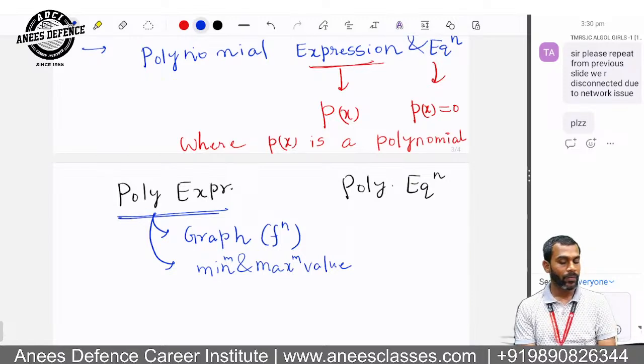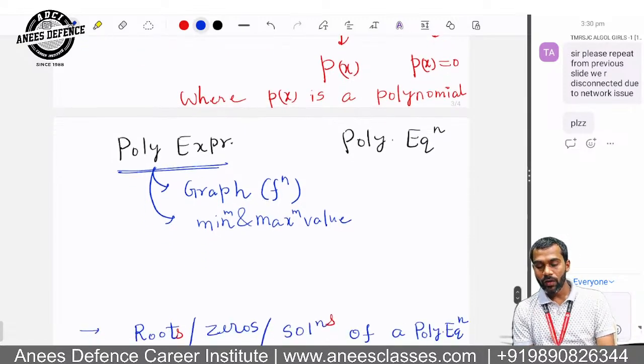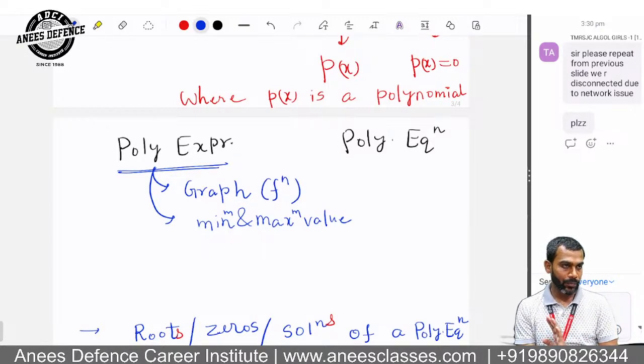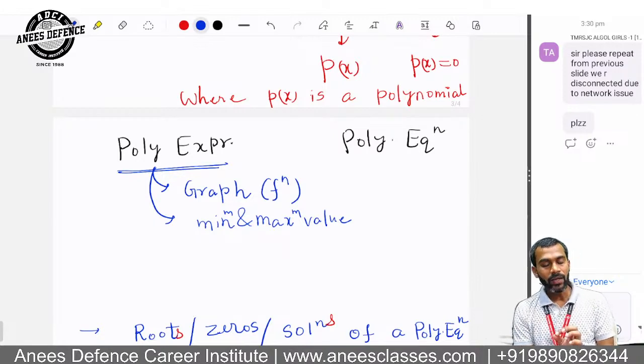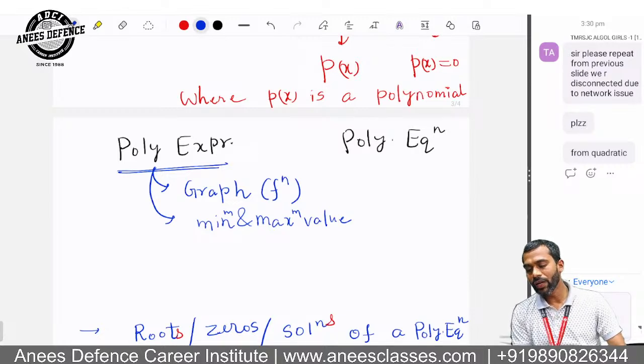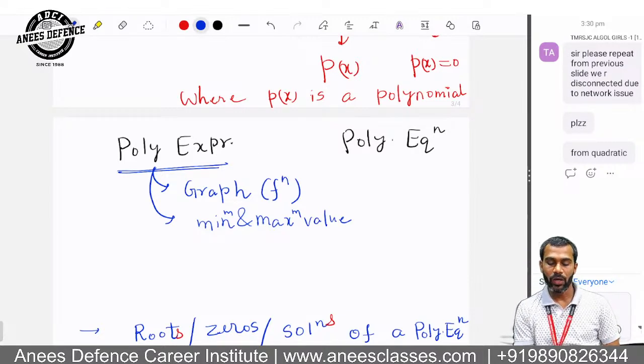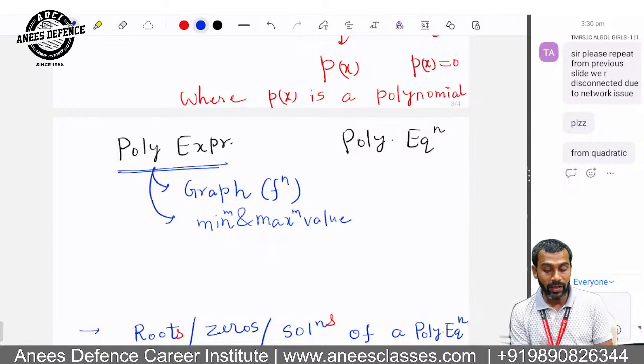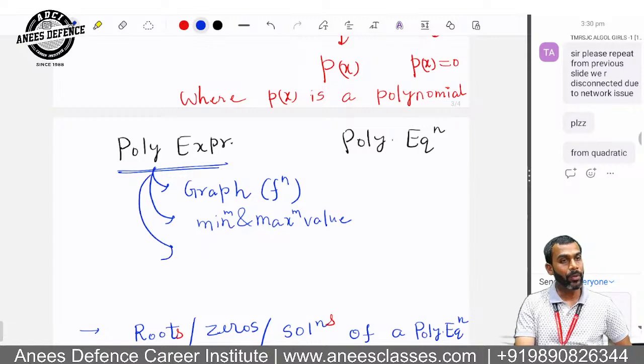Is there any doubt? Now, if a polynomial expression is there, it will have a graph, which we can call a polynomial function. And it will have minimum and maximum value. Yes or no? It will have. We'll discuss that in nature of roots. Don't worry about that. Okay. Now, the polynomial expression graph, we can call it polynomial function, and it will have minimum and maximum value, or we can say range. Yes or no?